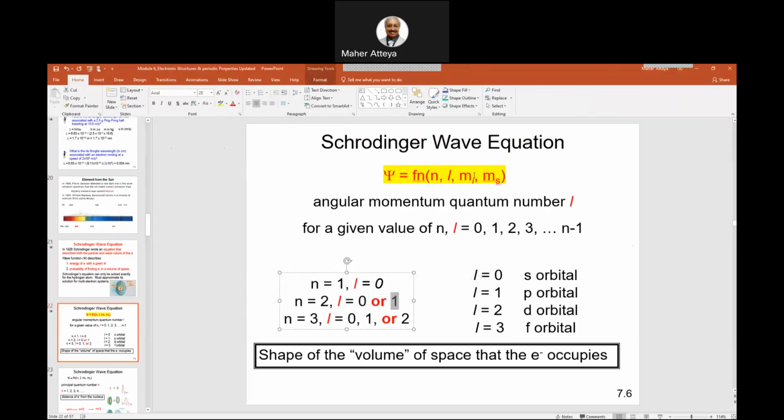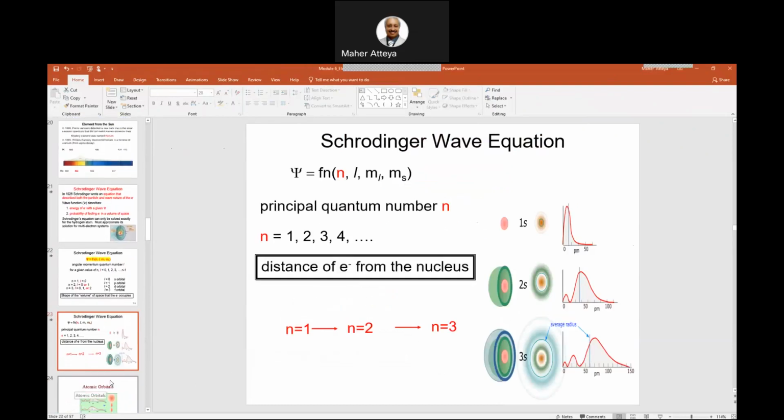And the l here will give you the type of the shape. So l equals 0, then you have the s orbital. That gives you the naming with the angular quantum number. L equals 1, then you have the p orbital; l equals 2, the d orbital; l equals 3, the f orbital. This is the shape of the volume or space of the density of electrons around the nucleus.